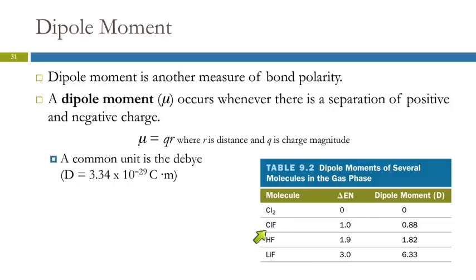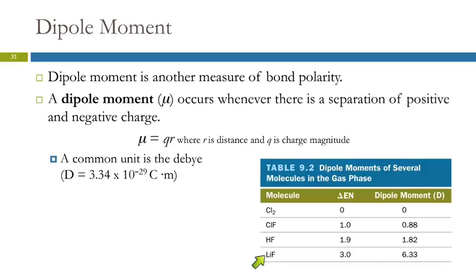ClF. So here we've got chlorine and fluorine. And the fluorine is more attractive to the electrons. And so we should predict that this is going to be a polar bond. And we see that there's a difference in electronegativity, and this is the measured dipole moment. The dipole moment follows the same trend as the difference in electronegativity, but there's not a direct correlation or anything.